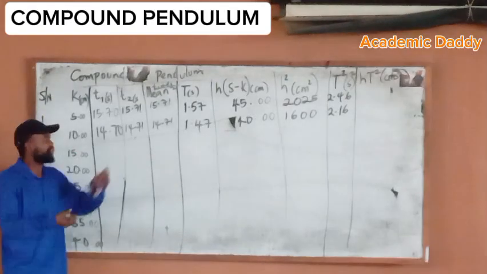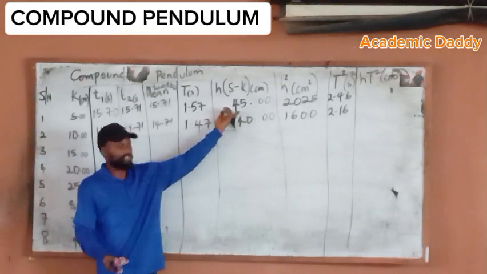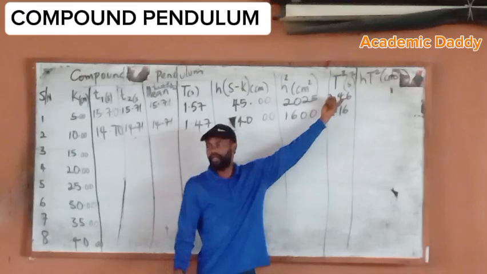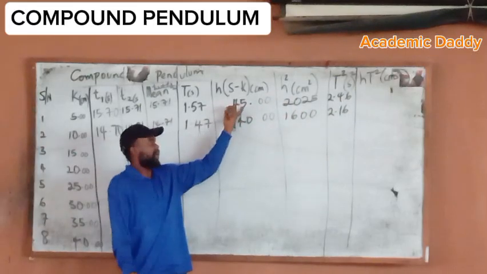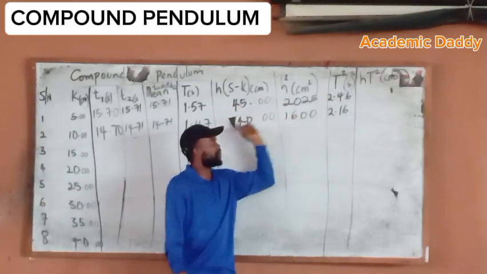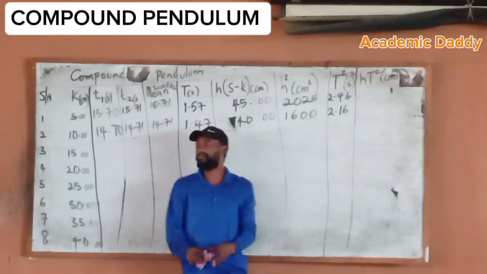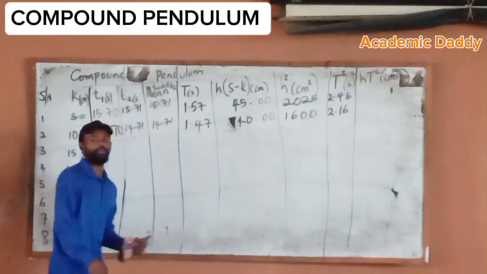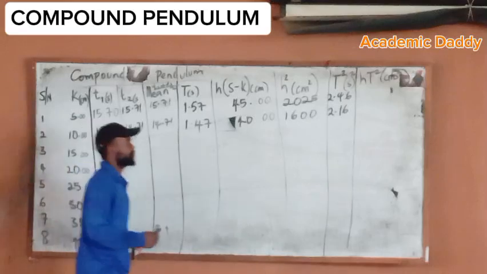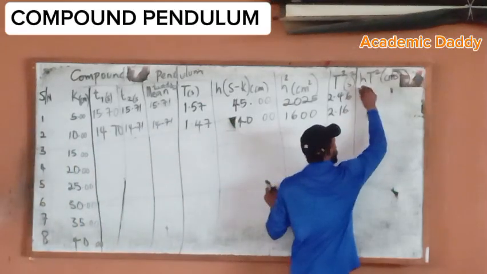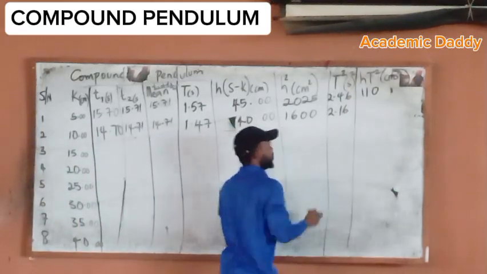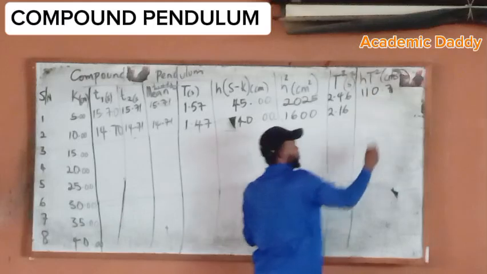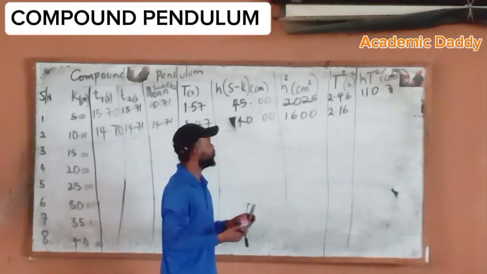So at this point now you can say this is H, this is T squared. You just take the value for H and the value for T squared. By the time you multiply it, you get your H T squared. Is it not true? Yes, it's true. I agree. For me, 45 times 2.46 is 110.7.